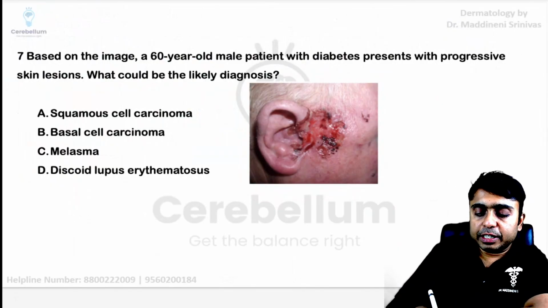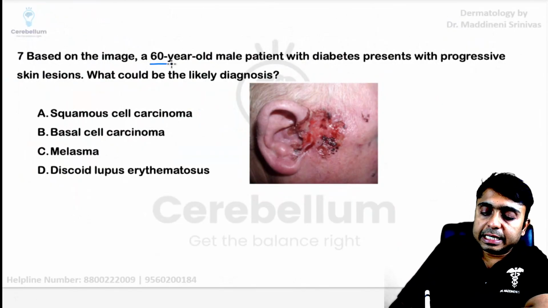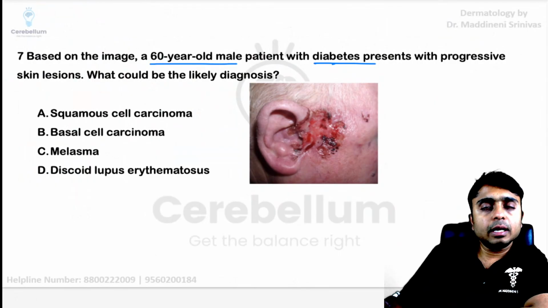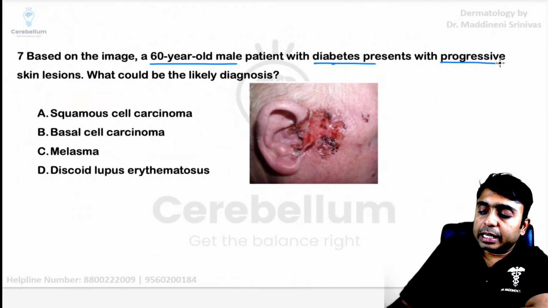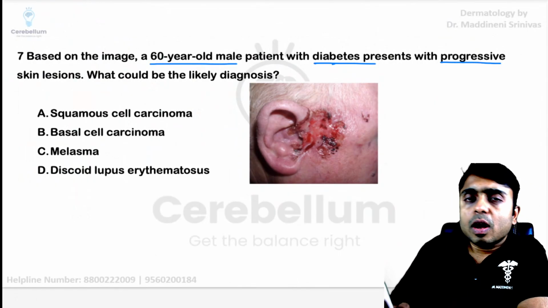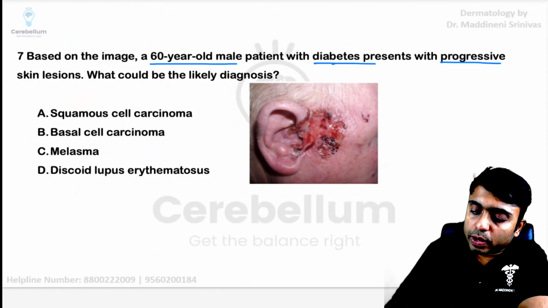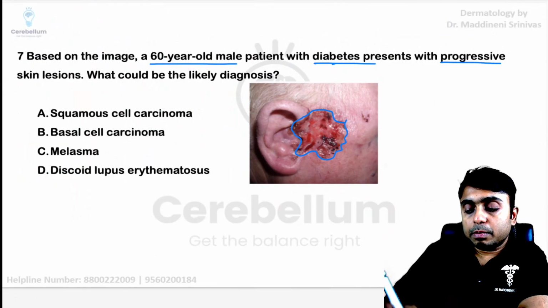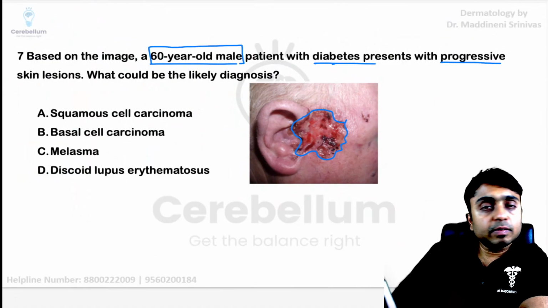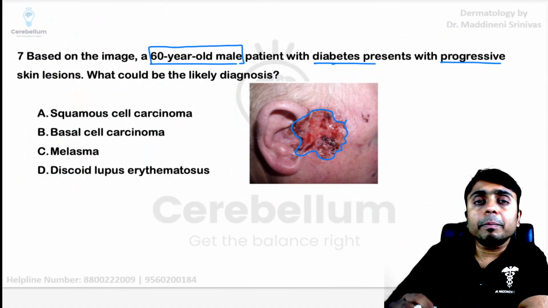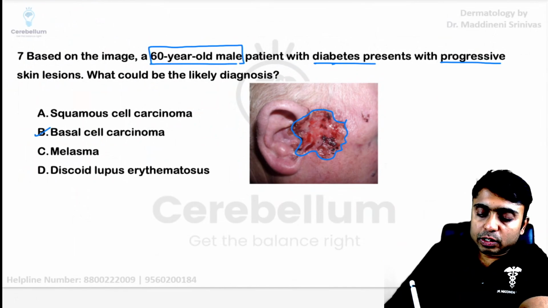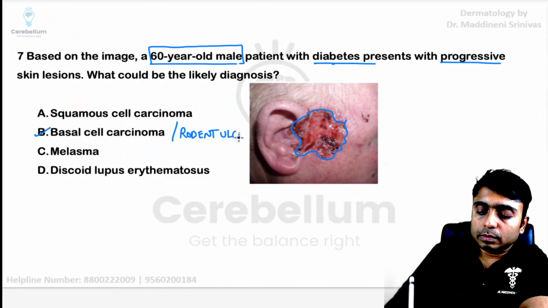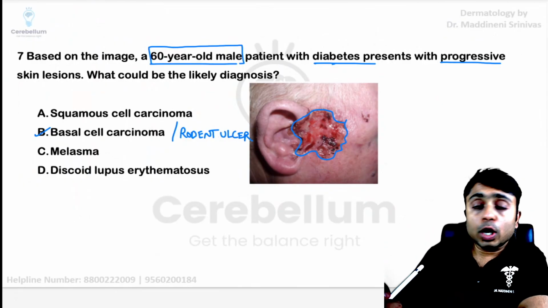So this is the next image question. A 60-year-old male patient who is diabetic presents with a progressive skin lesion. It is progressively increasing in size. What could be the likely diagnosis? This is an MCQ and you are able to see in the image that there is an ulcerative lesion. Please remember, in an elderly patient, if there is an ulcerative lesion, always think about basal cell carcinoma, which is also called a rodent ulcer.